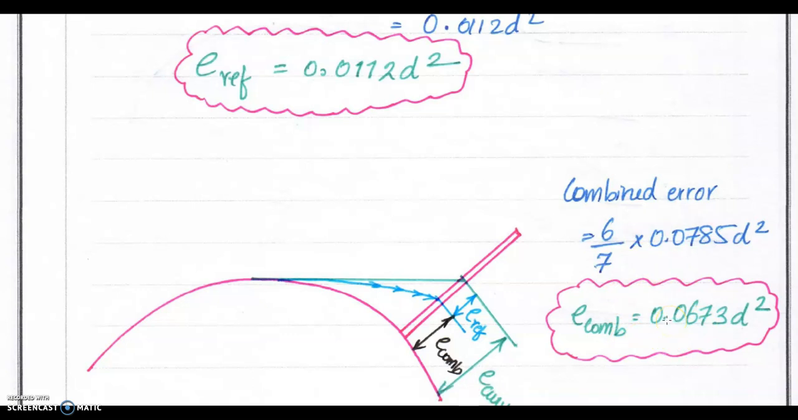The error due to curvature will be positive and the error due to refraction will be negative. Usually the curvature value is higher than the refraction value. So in most cases the combined error will be positive, and then the corresponding correction is negative. Okay. Next.